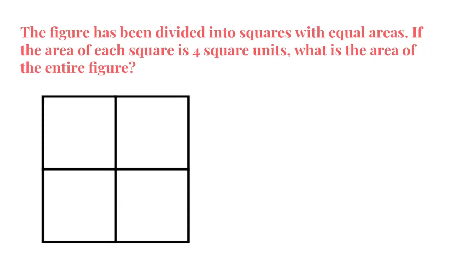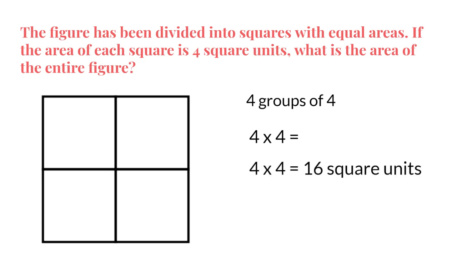All right, the last thing I want to go over is a problem that looks like this. The figure has been divided into squares with equal areas. If the area of each square is 4 square units, what is the area of the entire figure? Well, I basically have 4 groups of 4, which is the same as 4 times 4, which is 16 square units.